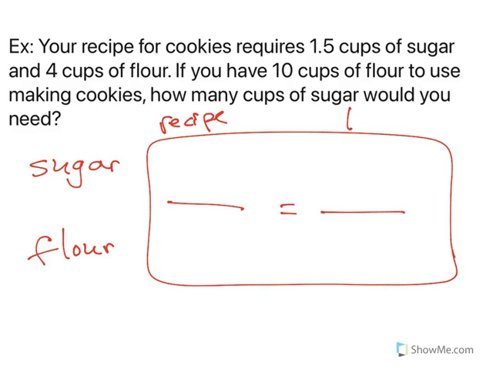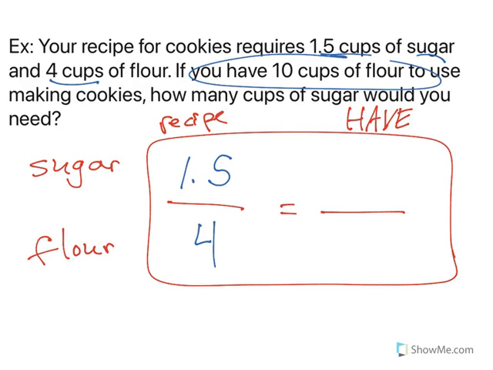Okay, so then I have a recipe, right? And then I have what I have on hand. The recipe says sugar is 1.5, flour is 4. That's the recipe. What do I have? I have 10 cups of flour. Flour's on the bottom, 10 goes here. The question is, how many cups of sugar do I need? I don't know. That's where it is. I don't know how many cups of sugar I have to have for what I'm doing. Now we've set it up. So how much sugar do I need? That's what I want, okay?